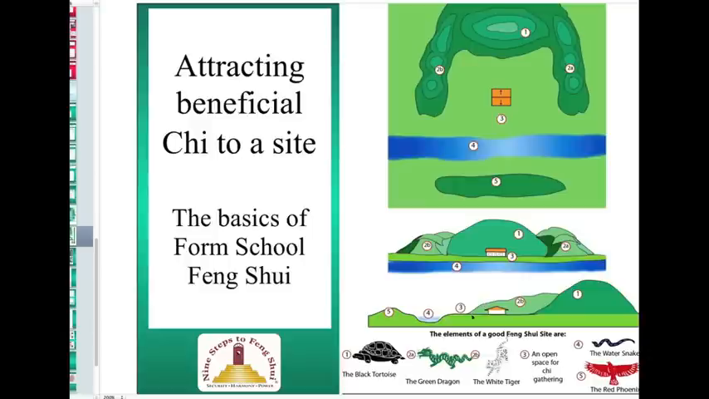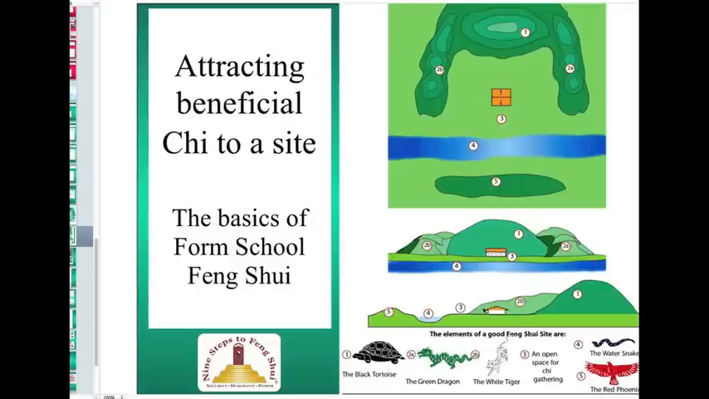So in this case, this graphic is showing you the side view. It's like if we had made a cut here and we're looking in this direction at this layout. So here we have the turtle hill or mountain. Here you see 2B, the white tiger, crouching tiger range of hills. An open space for gathering chi, often called the Ming Tang, in front of the property. And then you have the body of water and the red phoenix on the other side.